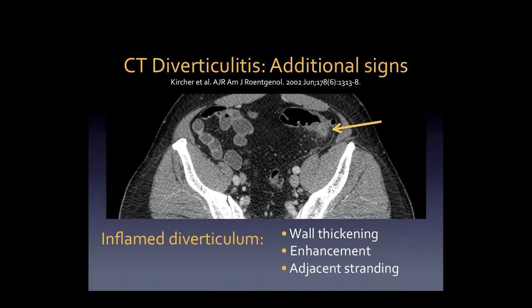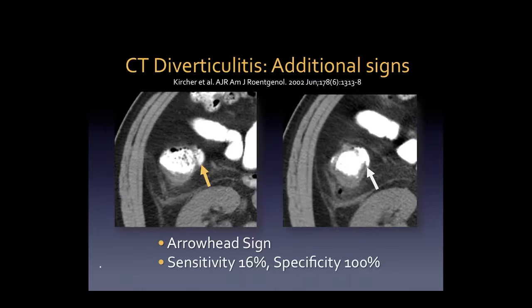Not a lot else going on in this colon, but we see a single diverticulum that's hyperemic. The wall is thick. There's adjacent stranding. So with that, we can make a diagnosis of mild acute diverticulitis.